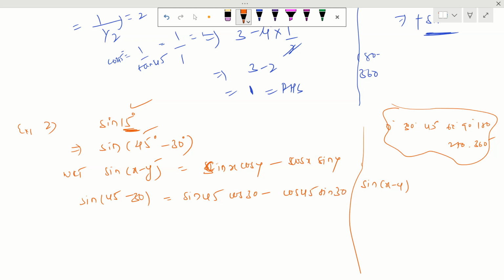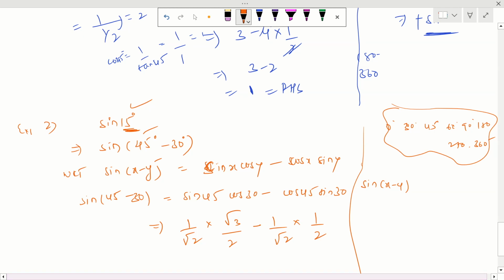Now, if we simplify this, what is the value of sine 45? Sine 45 is 1 by root 2. Cos 30 is root 3 by 2. Cos 45 is 1 by root 2. Sine 30 is 1 by 2.